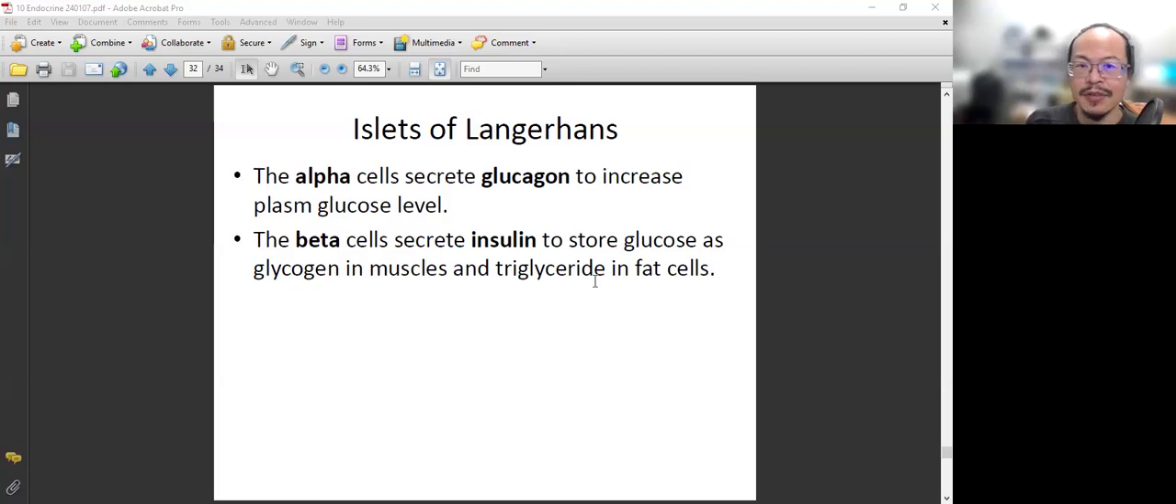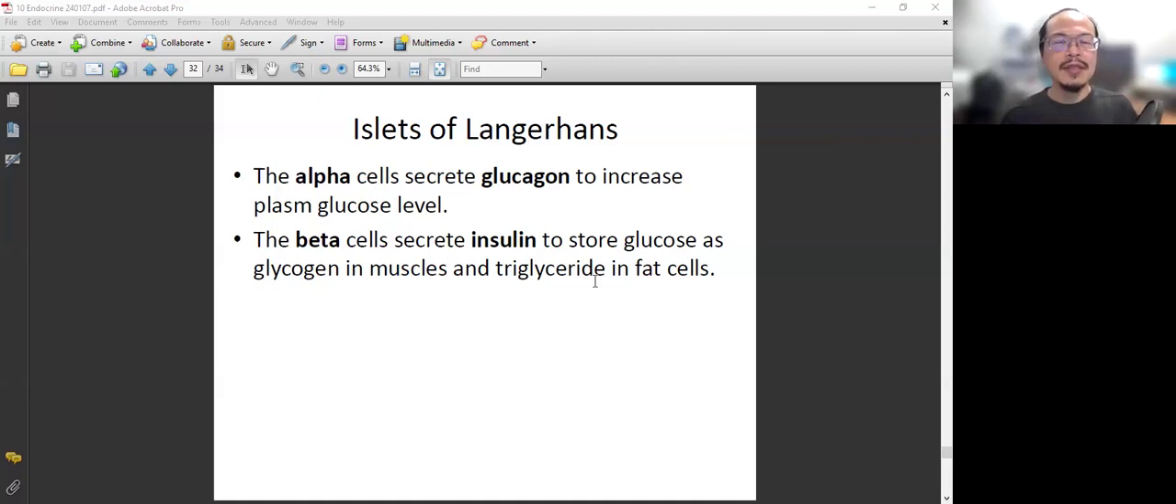In the islets of Langerhans, we have two groups of cells, alpha cells and beta cells. Alpha cells produce glucagon, beta cells produce insulin. We talked about this at the very beginning of our course when we talked about the glucose homeostatic loops. We know that glucagon and insulin regulate our blood glucose level. There's some overlap between this lecture and the earlier lecture, so this is a review put into a different context.